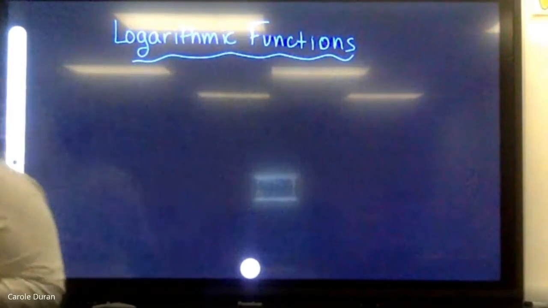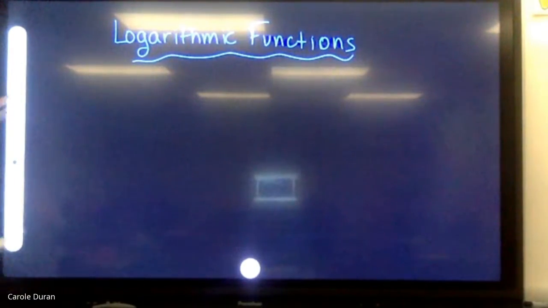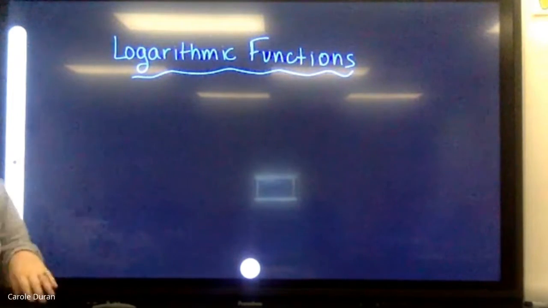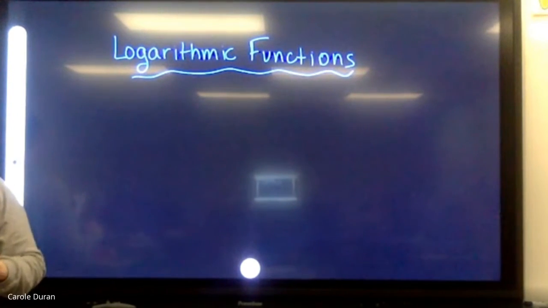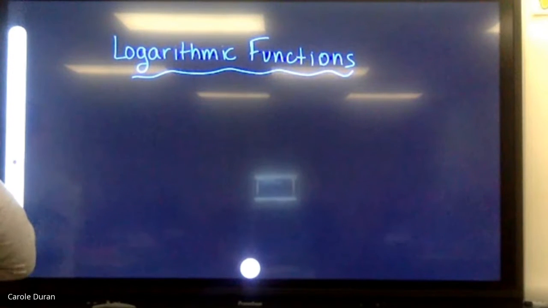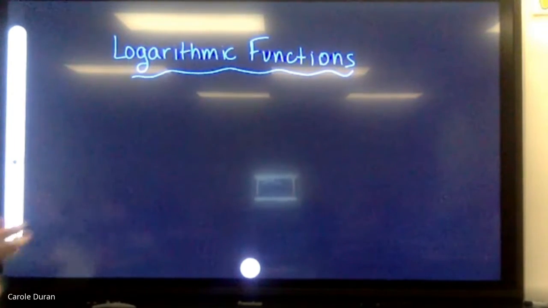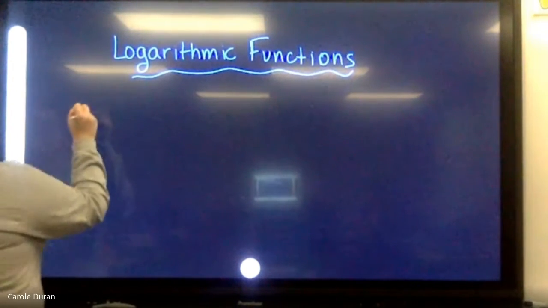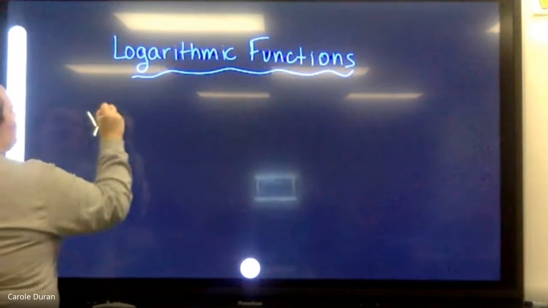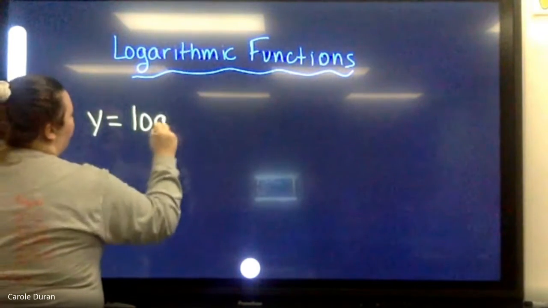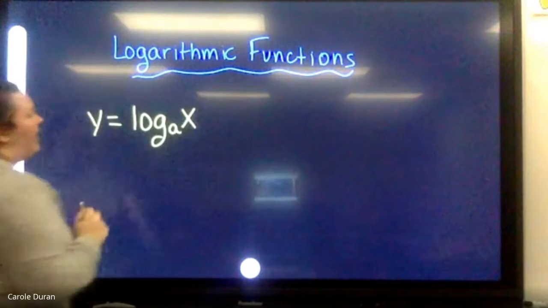Okay, so we did exponential functions. Now we're going to do logarithmic functions. When I'm talking about a logarithmic function, I'm talking about the function y equals log of some base a of x.